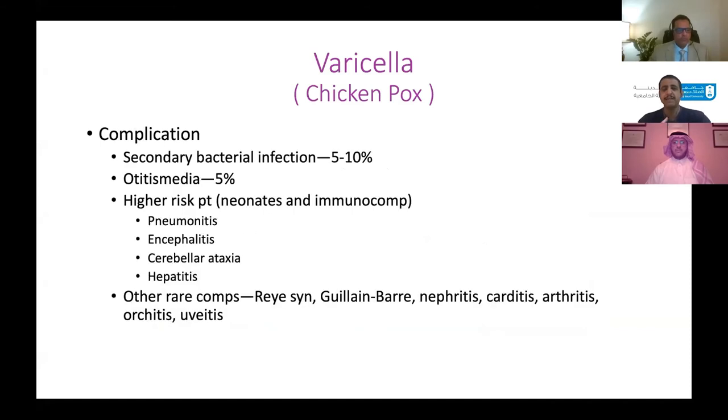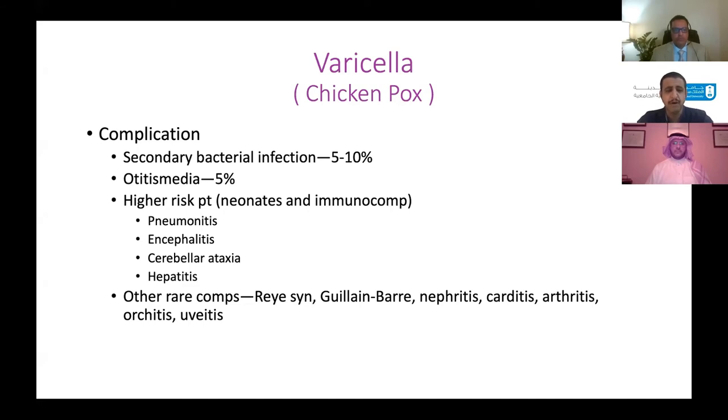Varicella has a spectrum of complications. Patients coming with secondary bacterial infection make up 5 to 10% of those patients. The most important thing to know is that it is quite common to see a patient with varicella who, after a few days, comes with skin pain on deep palpation. So remember, necrotizing fasciitis can be a secondary bacterial infection of varicella. Keep it in your mind if you see a patient who improved from chickenpox and comes with a secondary bacterial infection. Otitis media as well.